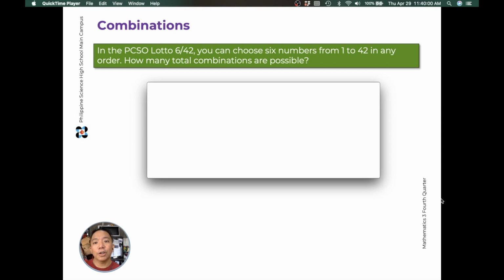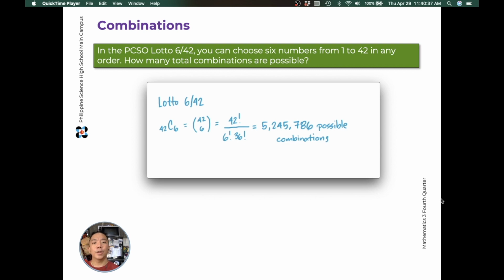So this is just a matter of plugging in yung values natin sa formula. Pwede natin siyang isulat na parenthesis 42 sa taas, 6 sa baba. And it's just a direct application ng formula. This is 42 factorial over 6 factorial times 42 minus 6 or 36 factorial. This will give us, madami pa rin, 5,245,786 ways or possible combinations of 6 numbers from 1 to 42.